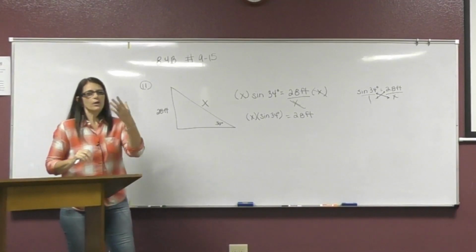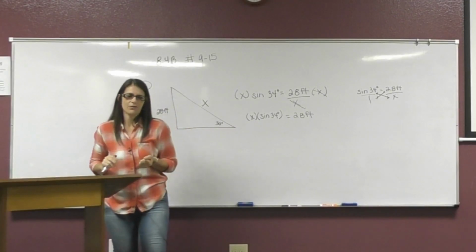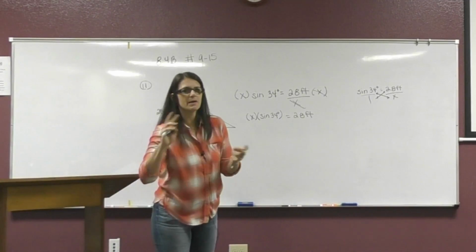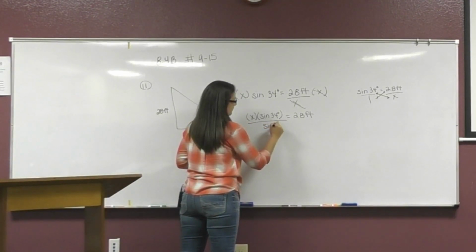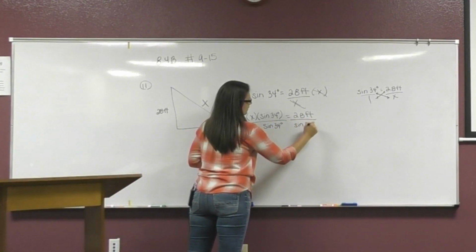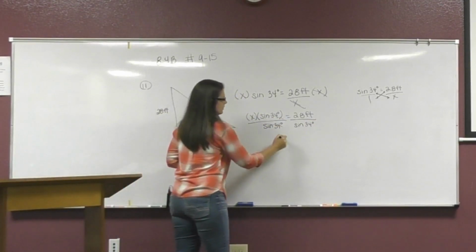Okay, so I'm trying to solve for x, okay? X is being multiplied by the sine of 34 degrees, so I have to do the opposite, okay? So I just divide both sides by the sine of 34 degrees. What I do to one side, I do to the other. Okay, that gets rid of that. They cancel, leaving me with just x.